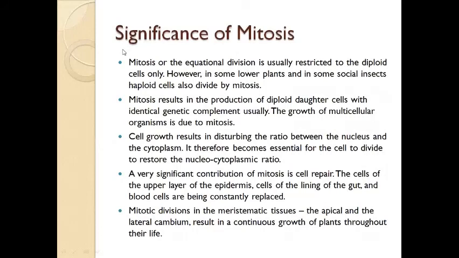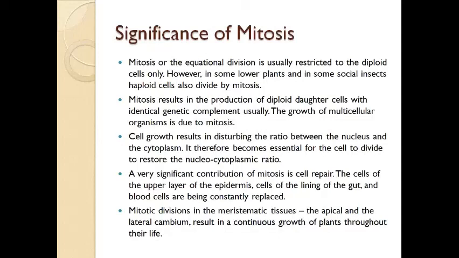So now we need to look at the different significance of mitosis. Mitosis, or the equational division, is usually restricted to diploid cells only. I have already mentioned earlier that to be a diploid cell, we actually need the process of mitotic division. But in some lower plants or some insects, haploid cells can also be divided by the mitotic process. Mitosis results in the production of diploid daughter cells with identical genetic components. That is why it helps in the cell growth process, and the result of this mitotic division is growth.